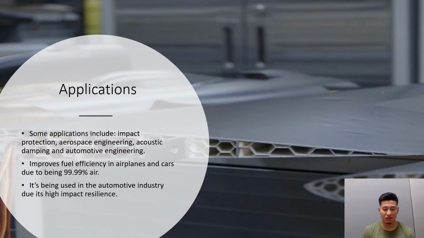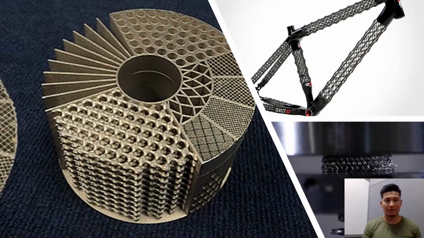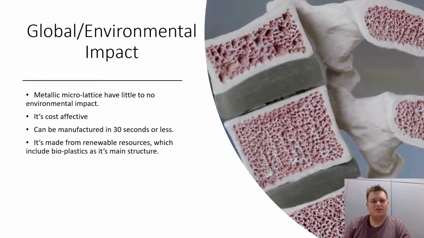Next, we will be introducing global environmental impacts of metallic micro-lattices. These pictures on this slide represent the structures and applications of metallic micro-lattices. Next, I will be describing the global and environmental impact of micro-lattice structures. Micro-lattice structures have little to no environmental impact.